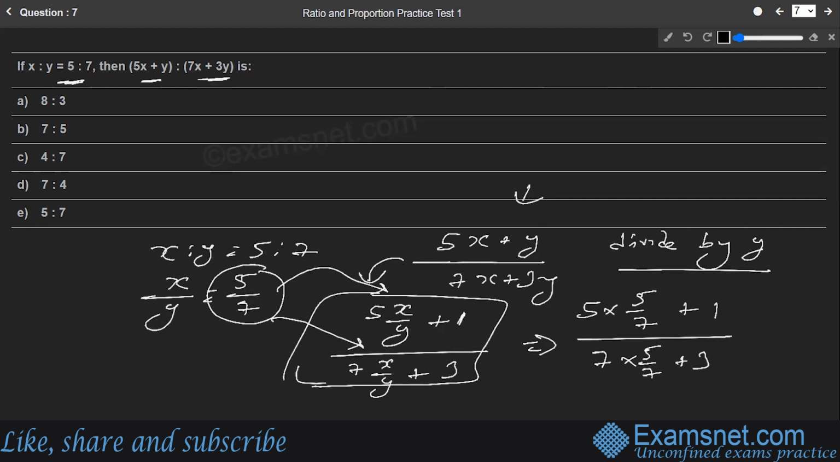So I'm supposed to solve this. If I solve this, the expression's complete value comes out to be 4 by 7. Okay, so that is the right answer, 4 by 7 or 4 is to 7, and the option available in the answers is option number C.